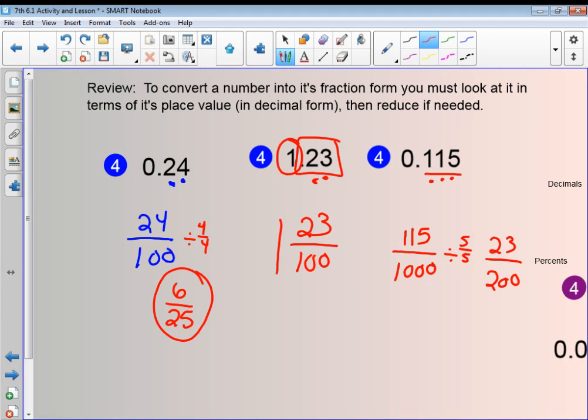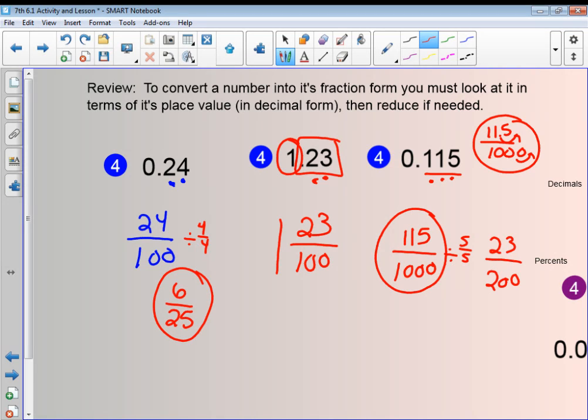Okay. The other method is, yes, you could convert it to a percent, but then on number 4, it would look really confusing because you would have 11.5 over 100. You cannot leave a decimal in your answer of a fraction, so you would have to shift over one place on the bottom. Also notice that it's still 115 over 1,000. I get the same answer either way.